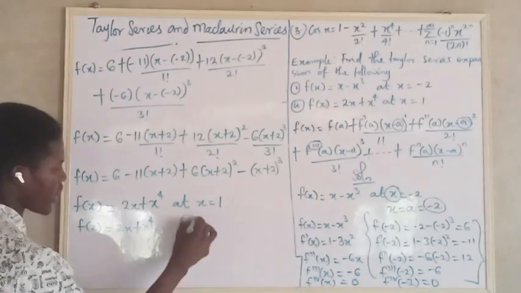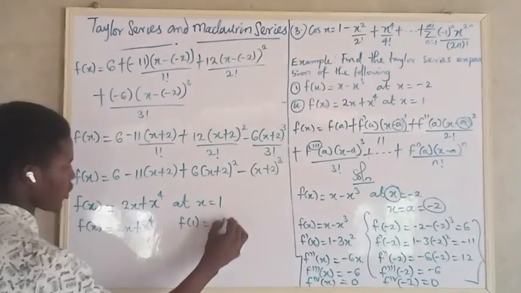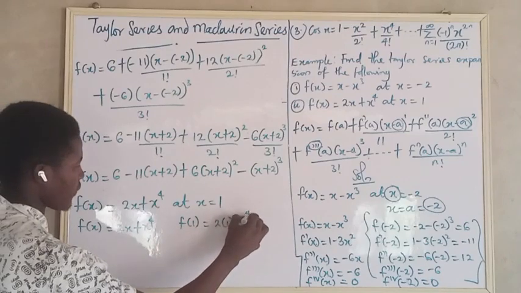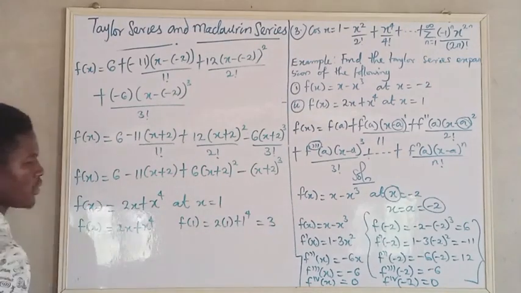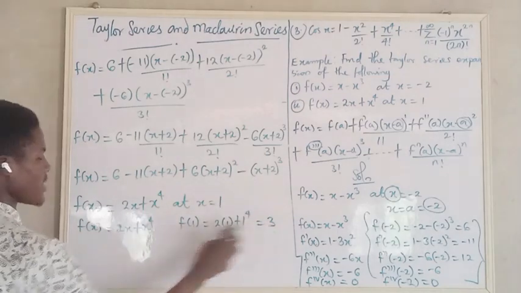Then your f of 1 will be what? 2 into 1 plus 1 raised power 4, which will give you what? 3. Because 2 times 1 is 2, 1 raised power 4 is 1, that's 3.